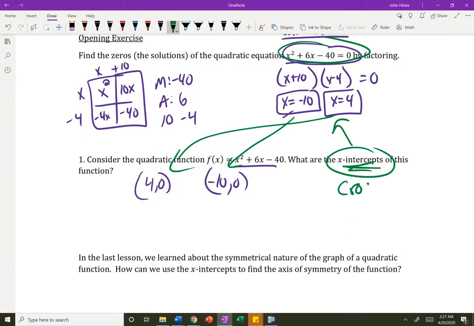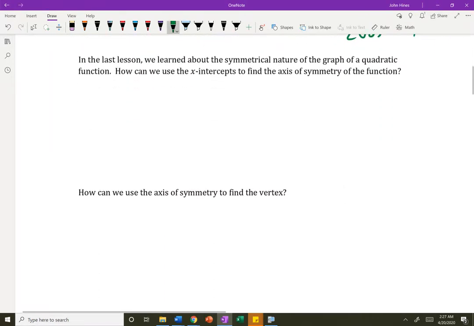The x-intercepts are where I cross the x-axis. They tell me the zeros. The zeros are the x values. The zeros are those x values of where I cross the x-axis. So that's a huge idea when we work with parabolas. We can find our solutions to an equation by seeing where it crosses the x-axis.